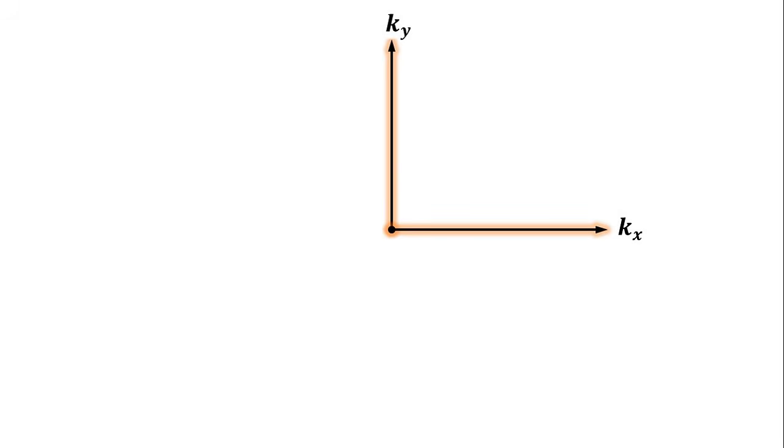Let's illustrate these ideas with a simple 2D configuration space represented by kx and ky.